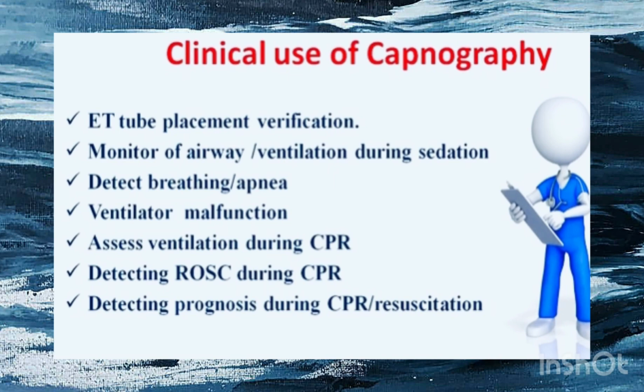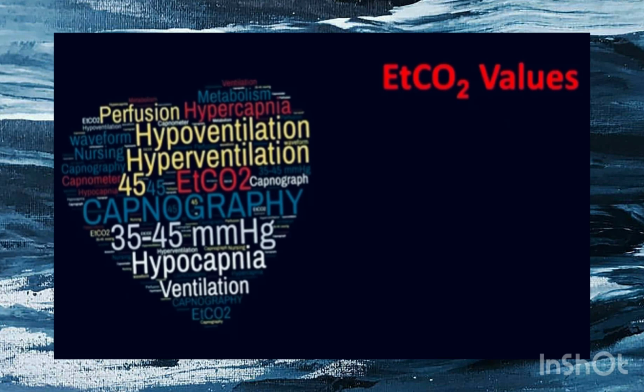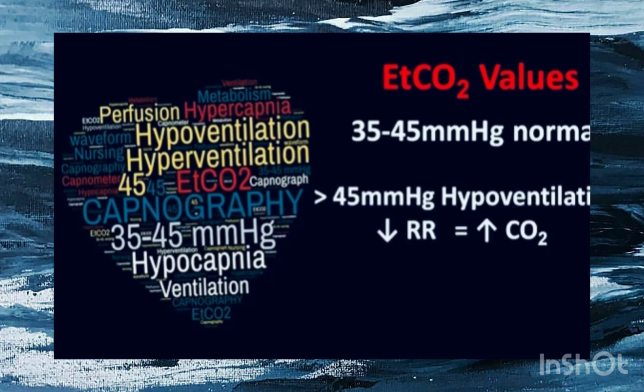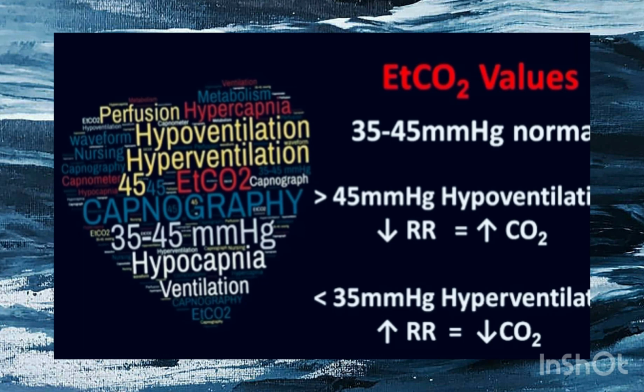Next comes EtCO2 values. 35 to 45 mmHg is the normal range of EtCO2. When it goes beyond 45 mmHg, we call it hypoventilation. In hypoventilation, respiratory rate decreases, which in turn decreases the gas exchange and thereby EtCO2 increases. When it goes below 35 mmHg, we call it hyperventilation. In hyperventilation, the respiratory rate increases, increasing the gas exchange, and thereby EtCO2 will decrease.